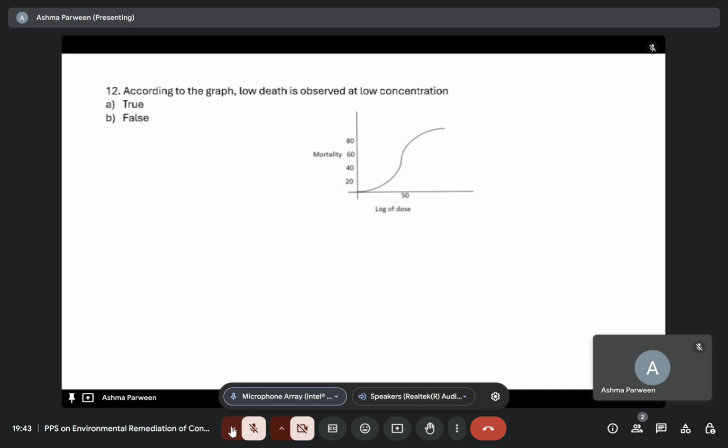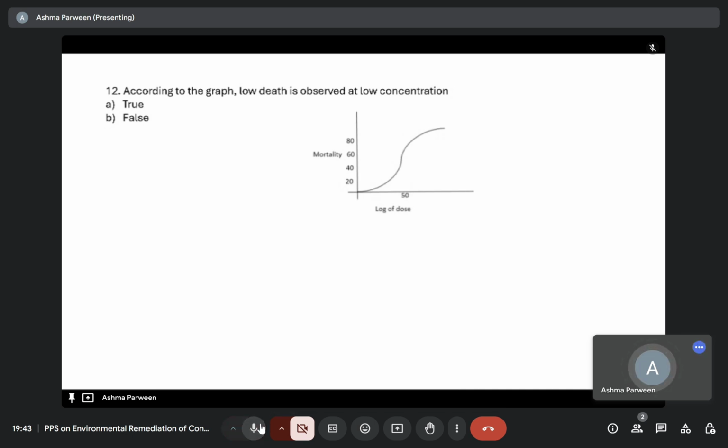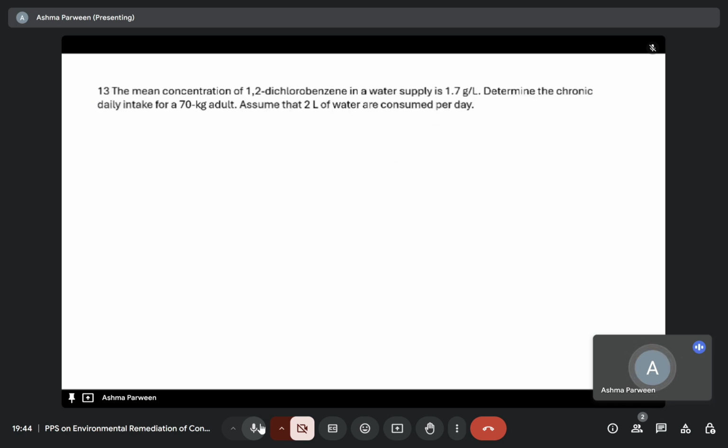So let's see whether the statement is correct or not. So the statement is the low death is observed at low concentration. So here we can see that when the dose is lesser, log of the dose is lesser, we have lesser deaths. And when we are increasing the dose, the mortality rate has increased substantially, and then it is going towards saturation. So this statement is correct that at lower concentration we have lesser death. So A is the correct answer. Now let's move to the next question.